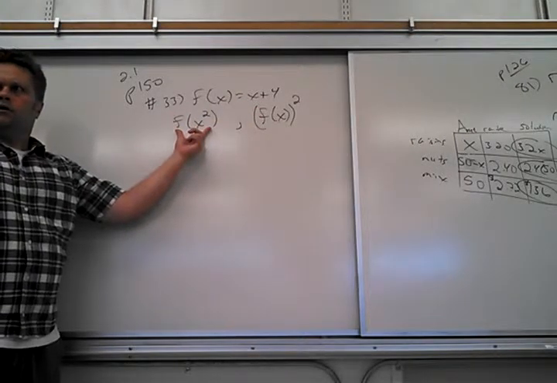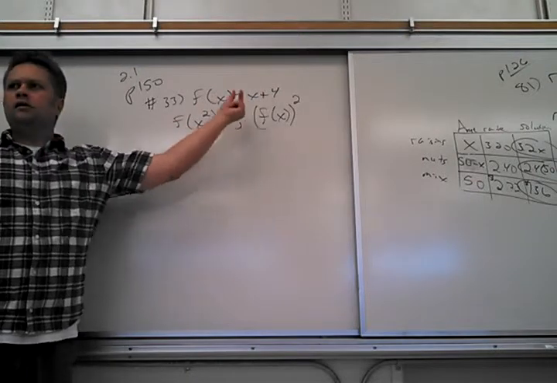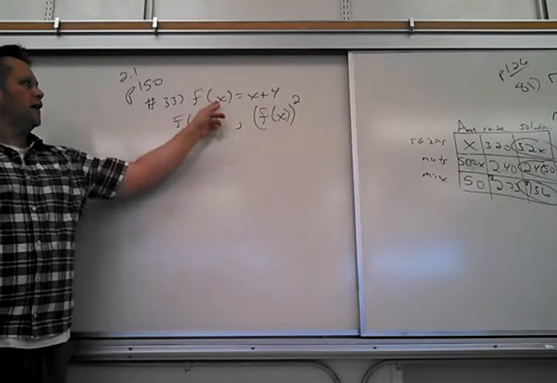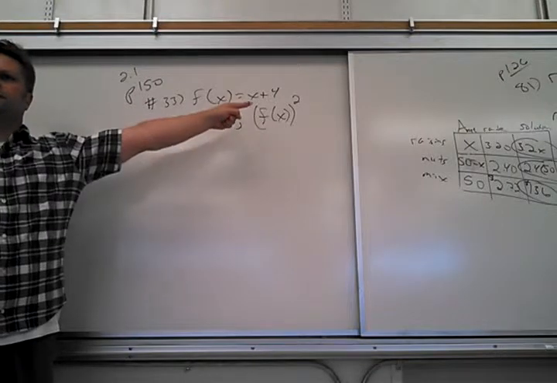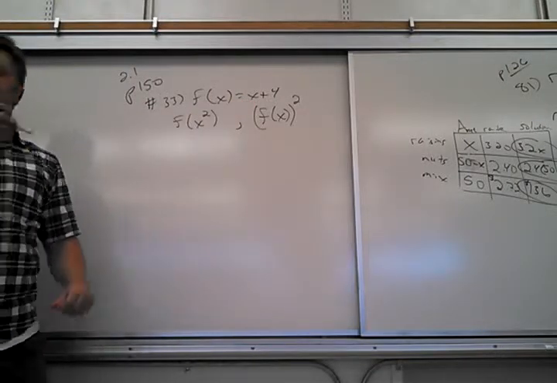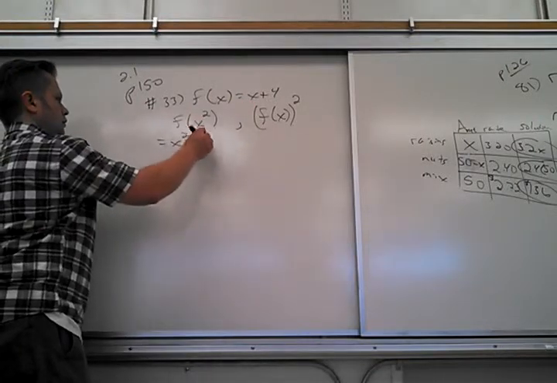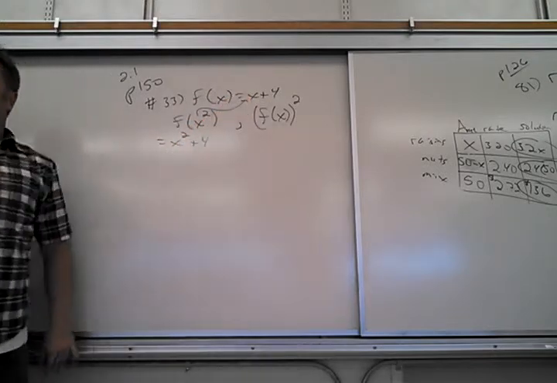Square the x in the equation. Yeah, what does it want you to put into this function? X squared. So if f of x is x plus 4, f of x squared is x squared plus 4. I love it. Just follow the rule and put that in the right place.